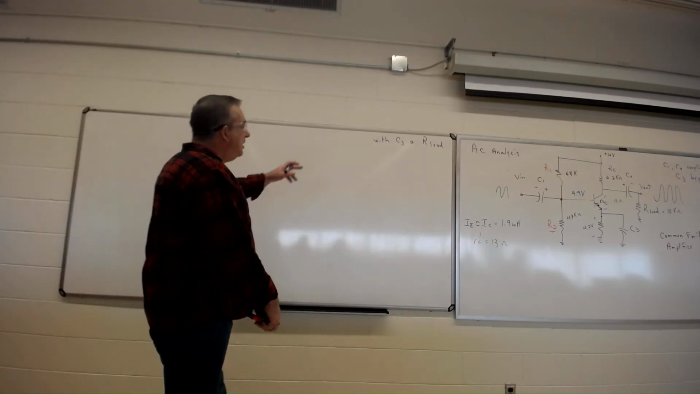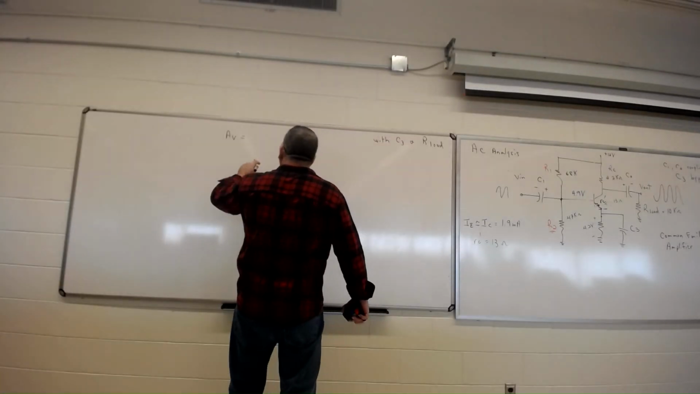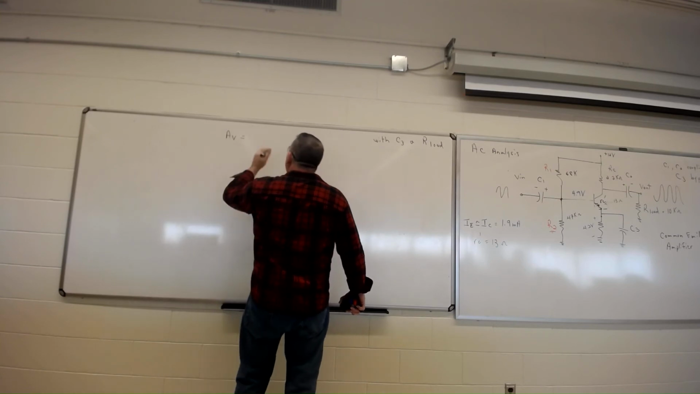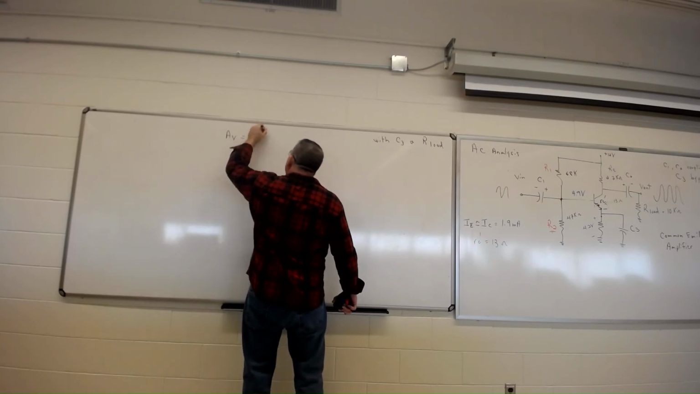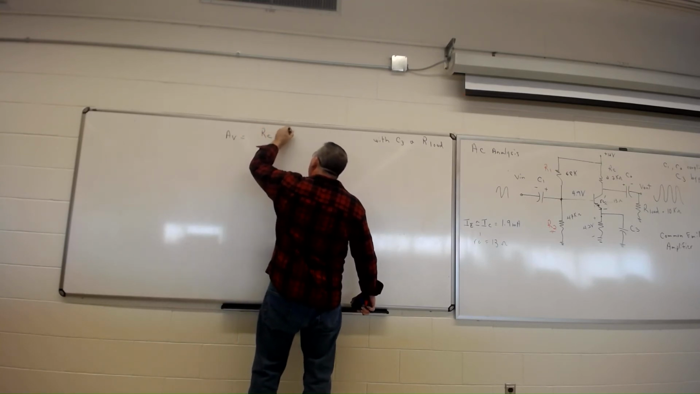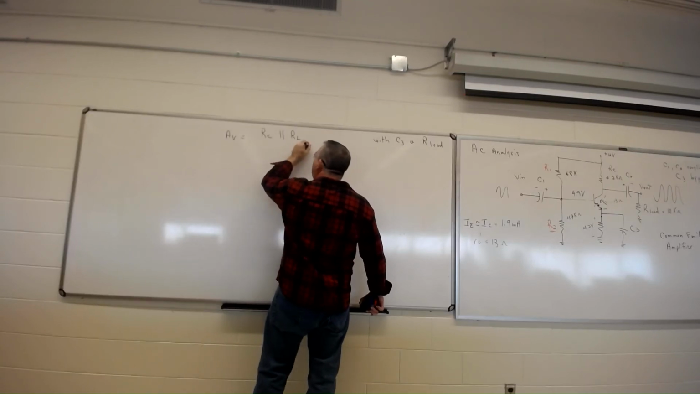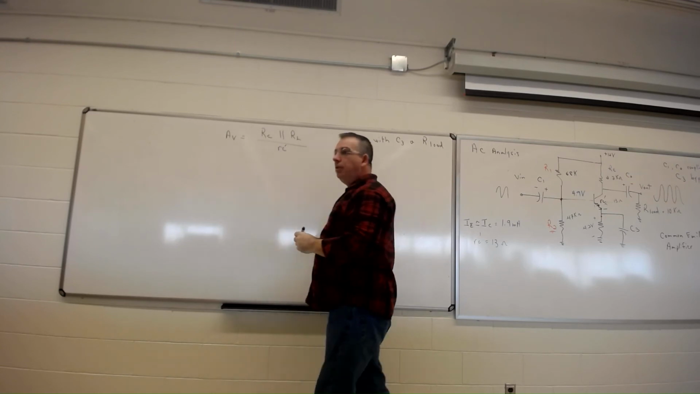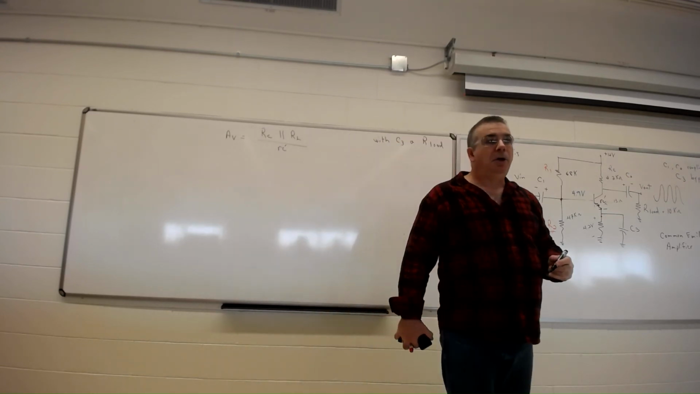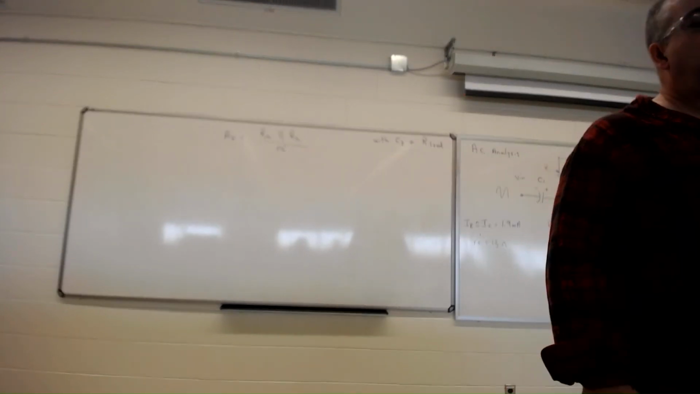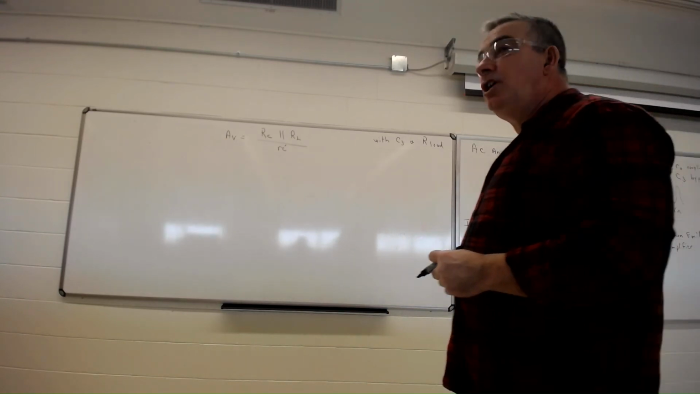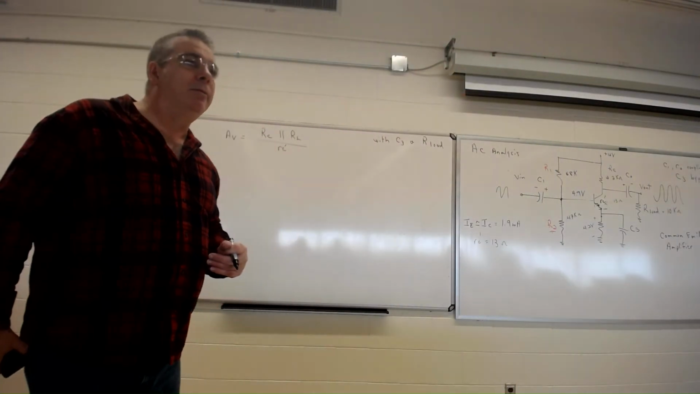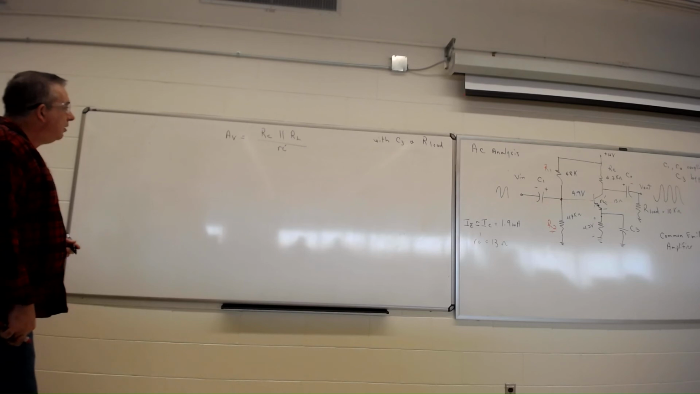So if you have C3 and RL, the formula for voltage gain is going to be the following. It's going to be RC in parallel with RL over r prime e. That's going to be the voltage gain. We'll calculate it and see what it gives us. And tomorrow we're going to build a circuit and check that it's pretty close to what we calculated.